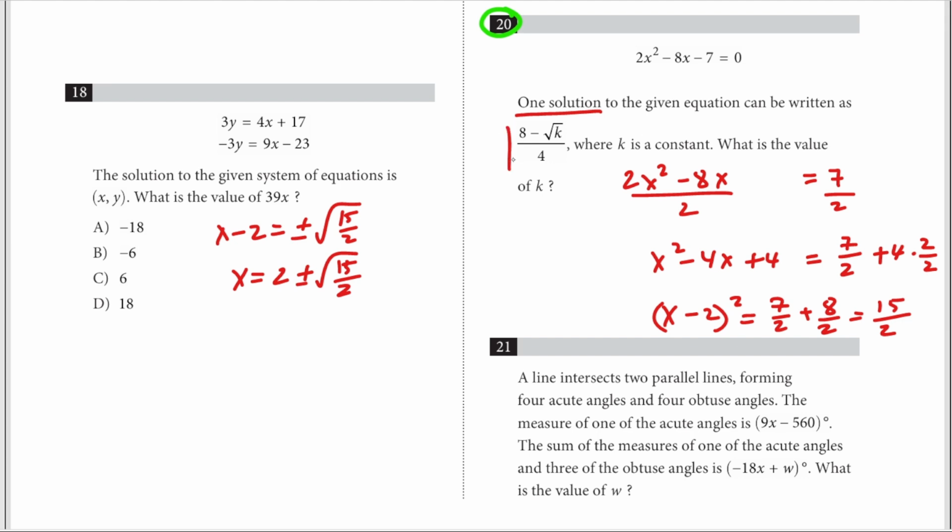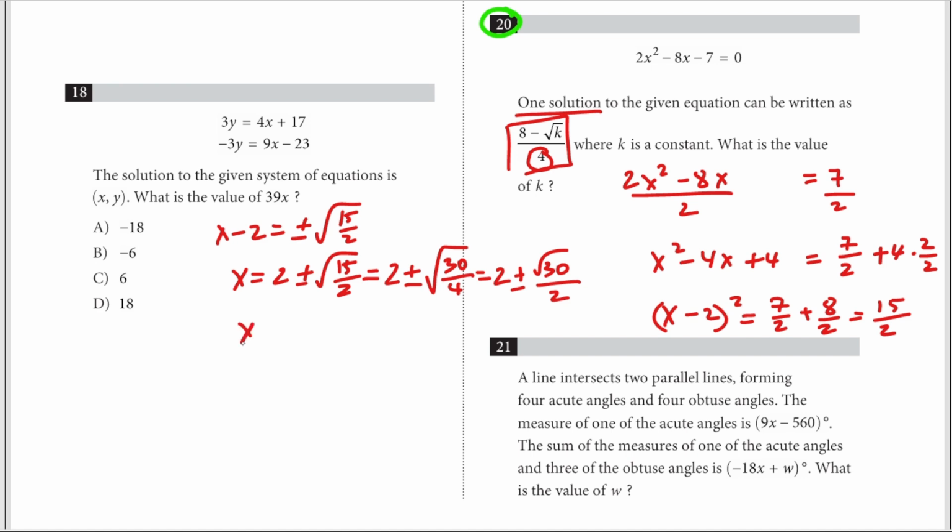Problem is, the form is slightly different. It's over 4. So now we need to bring it to that specific form. How? Well, that's equal to 2 plus minus square root of 30 over 4. We just multiply both top and bottom by root 2, which is equal to 2 plus minus root 30 over 2. But that's not enough. The denominator is 4. So now we have to multiply everything by 2 again.